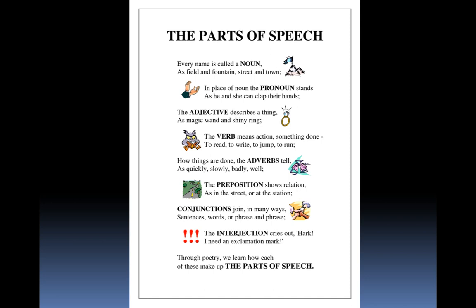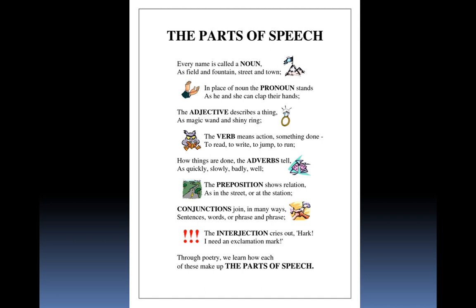Conjunctions join in many ways. Sentences, words, or phrase and phrase. If I tell you Ram is a good boy. Again, if I tell you Rohim is a good boy. Now if I tell you Ram and Rohim are good boys. See, the word which I am using to join these two names, Ram and Rohim, this word and is a conjunction which is joining two sentences, two words, two phrases.